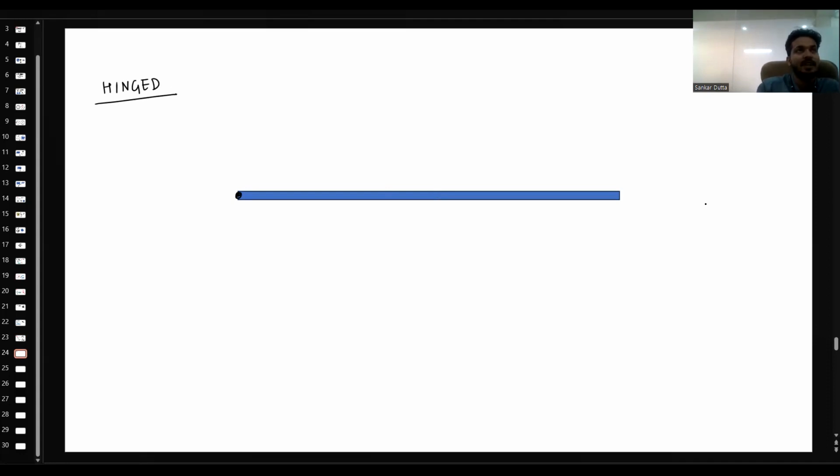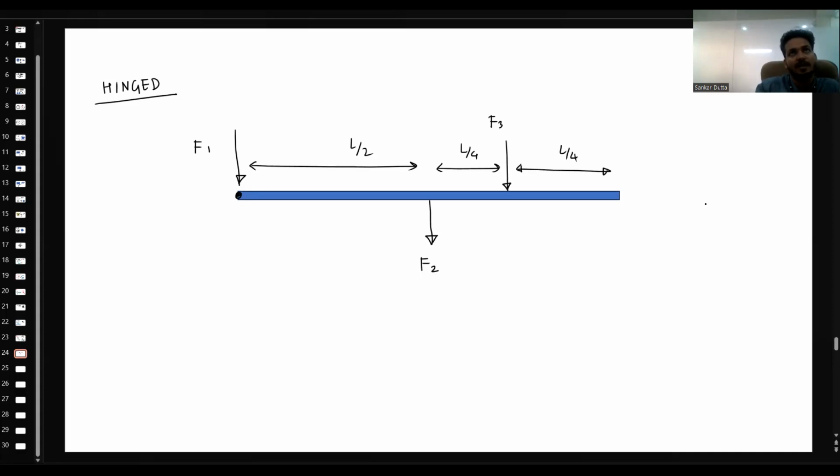Now there are a few forces acting on this rod. This rod is acted upon by four forces. One, F1, is acting here. At a distance of L by 2, exactly in the middle, there is another force acting downwards, and this is F2. And again, at a distance of L by 4, there's a force acting downwards, that's F3. And there's a force acting on the end, which is also again at a distance of L by 4.